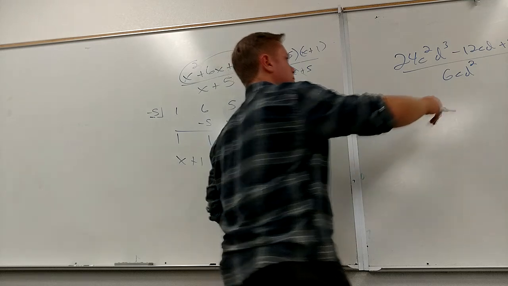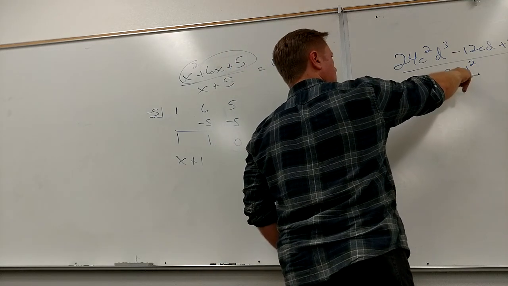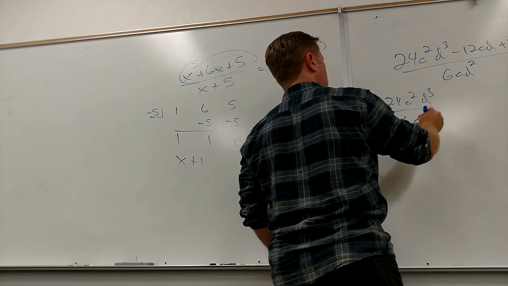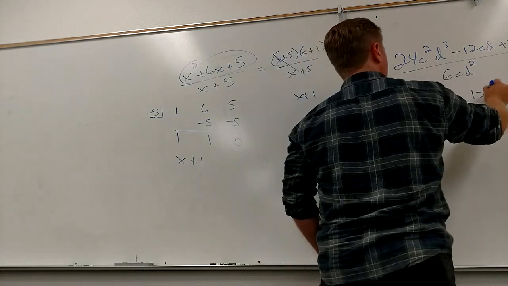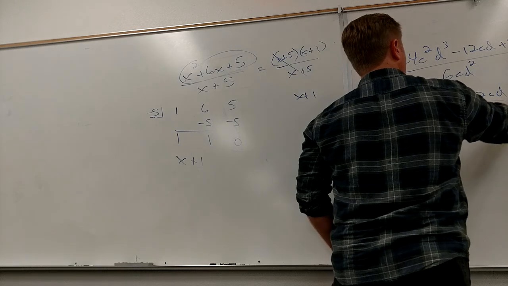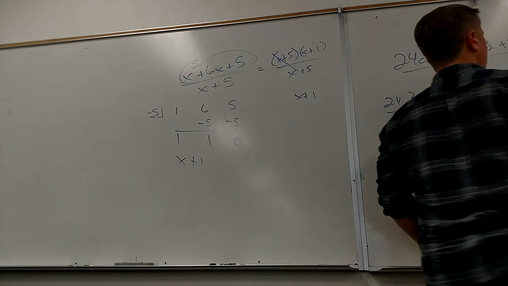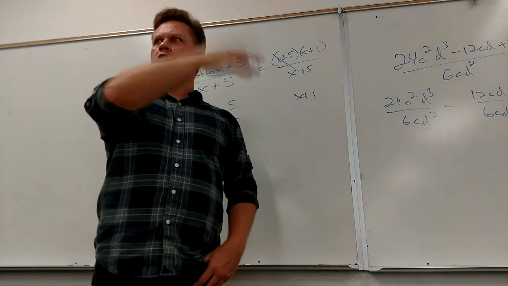What you do is, what's being divided by 6d squared? This is being divided by that. This is being divided by that. And this is being divided by that. Then you just simplify each chunk.